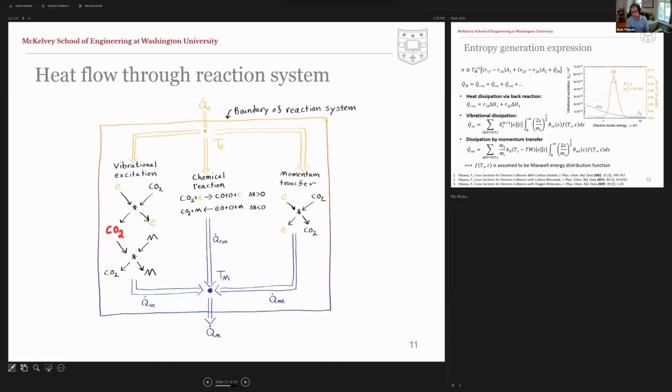Similarly, the chemical reaction produces heat. So we think the first step, the forward reaction, is endothermic, and we think about that heat for the endothermic reaction being supplied by the electrons. And then the back reaction is exothermic, and that heat is dumped to the gas. And again, that gas dumps its heat in turn to the cold reservoir. Momentum transfer is a similar thing to vibrational excitation, only it's less important.